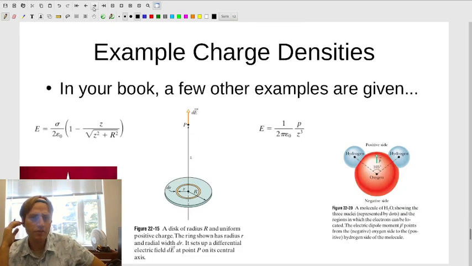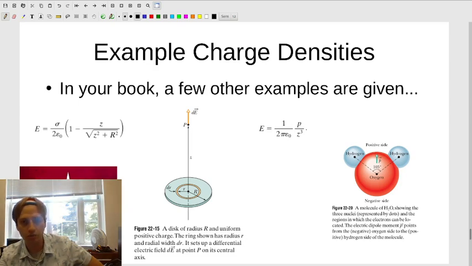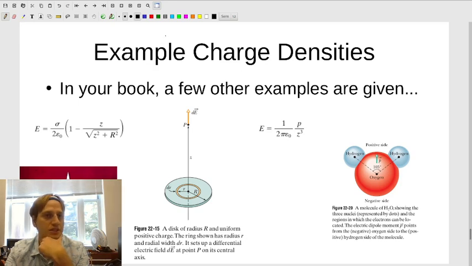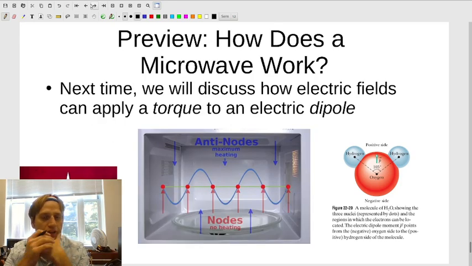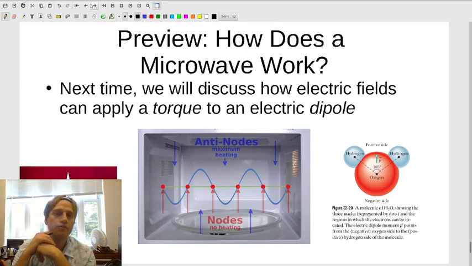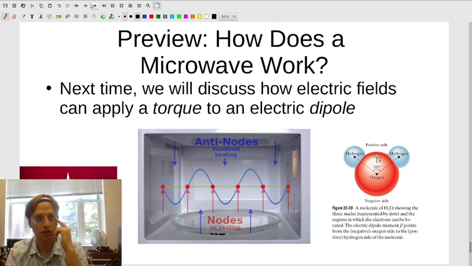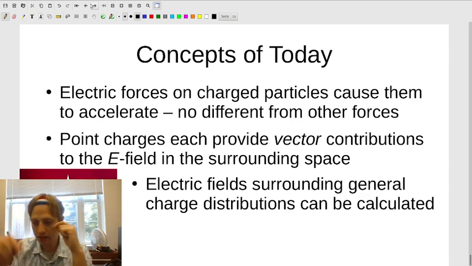Okay, so there are more examples like this in your book. For instance, disk of radius r. The most significant one of these is going to be that of the dipole, which has a field that dies off as 1 over r cubed. And this is basically if you have a plus and a minus charge that are separated by some small distance. And in our next video, we'll talk about how torques on dipoles allow things like microwaves, for instance, to heat your food up. But that's enough for today.